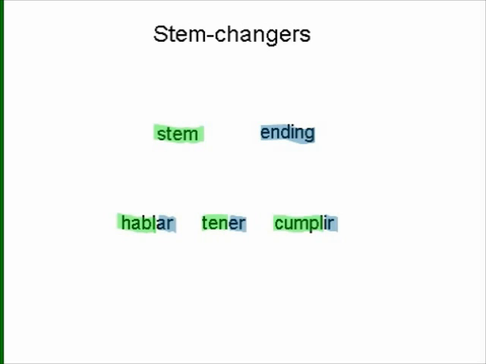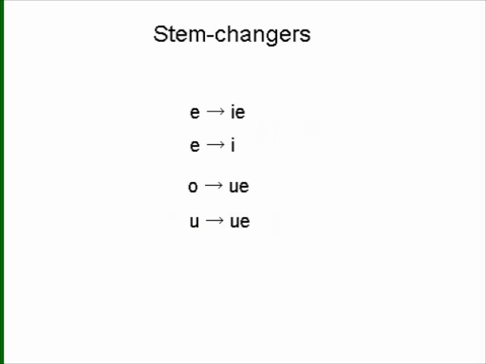There are 4 different types of stem changers, and we'll talk about each one. The 4 types of stem changers in the present tense are E to IE, E to I, O to UE, and U to UE. The most common of these is the E to I, the least common is the U to UE, but you will run across all 4 of these types of stem changers as you work with verbs in the present tense. Let's use E to IE as an example and demonstrate how stem changers work.